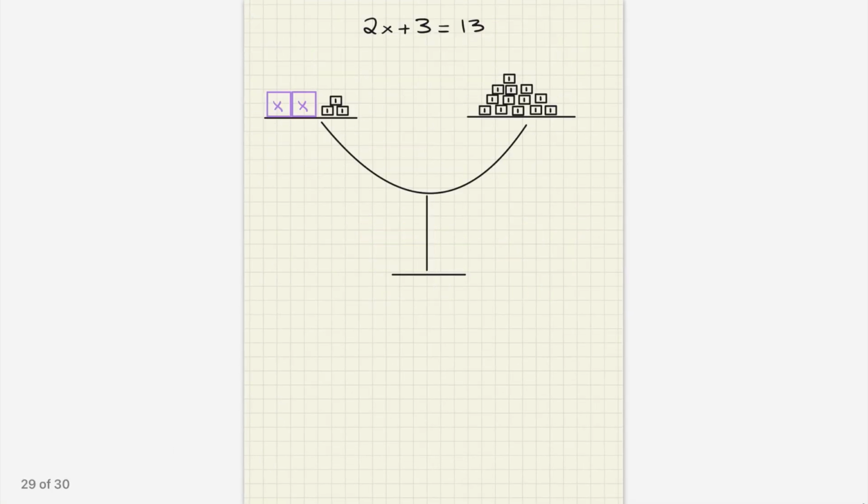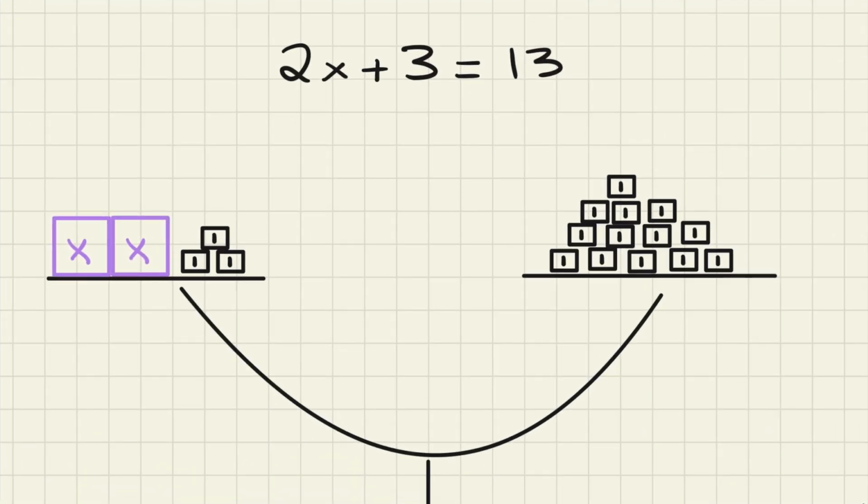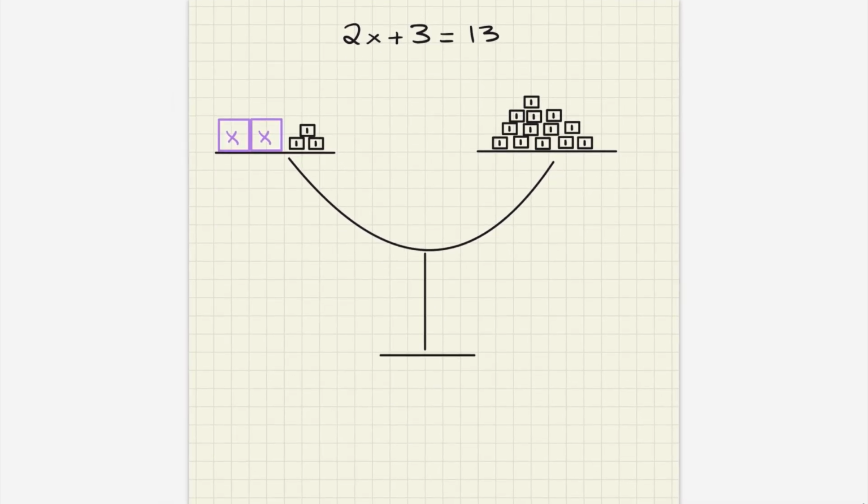Now let's look at a slightly more complicated problem. In this situation, we're not just multiplying 2 times x and then having some number on the right-hand side, but we're also adding to the left-hand side where the x is, which makes things a little bit more complicated. So if we imagine this, we have 2 x kilogram weights on the left-hand side. We have 3 1 kilogram weights as well on the left-hand side. And the scales are balanced between that and 13 1 kilogram weights on the right-hand side.